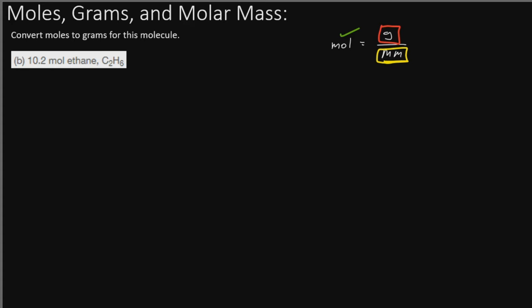We can do a little bit of algebra to solve for grams. If we multiply both sides of this equation by molar mass, we'll end up with this. Moles times molar mass is equal to grams. Again, we know our moles, and we have enough information to get molar mass because we have the formula C2H6. So step 1 will be to find molar mass.